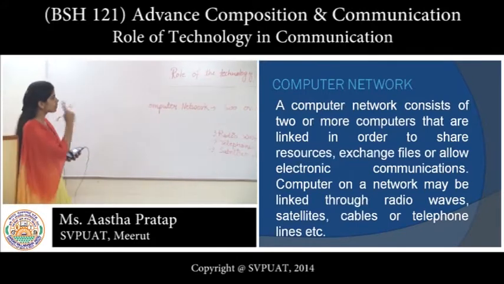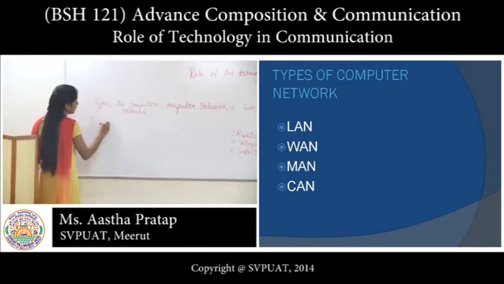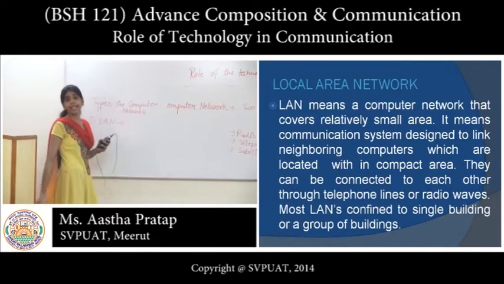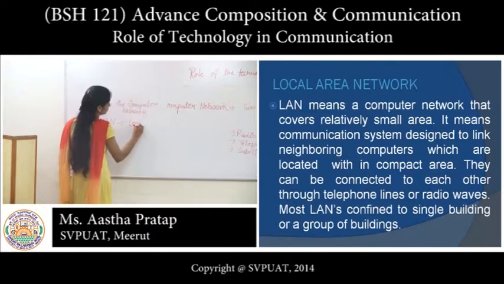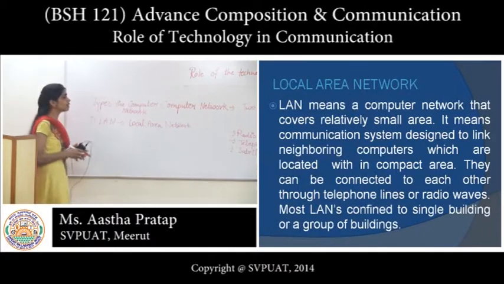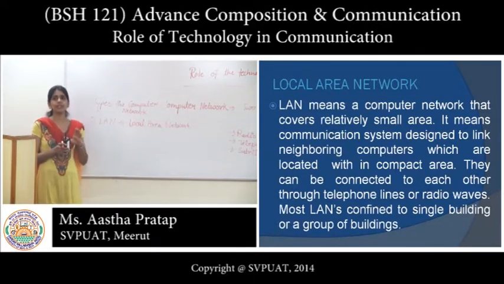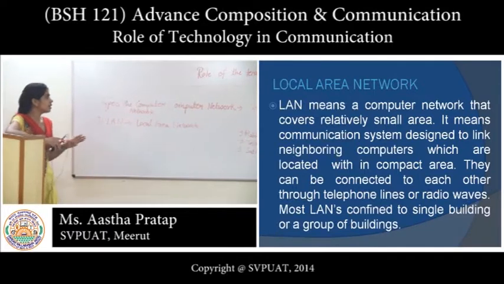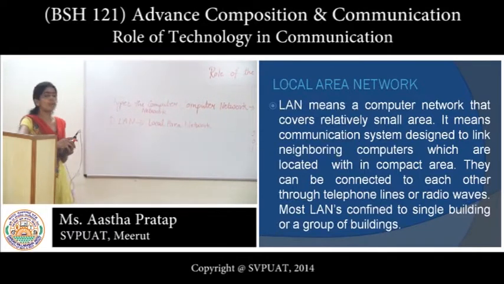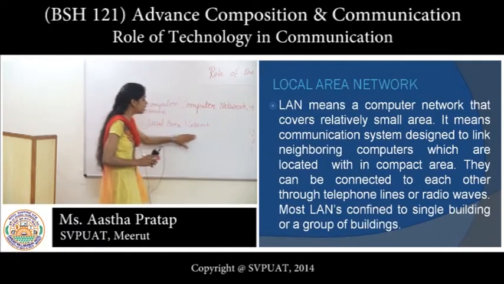Now this computer network can be divided mainly into three parts, and the first part is LAN. LAN stands for Local Area Network. This type of network covers a limited area. A local area network is confined to a limited or confined area, which means its range is decided. The best example is that a LAN is used in a single building, or a group of buildings. So this type of communication is confined to a limited geographical area.